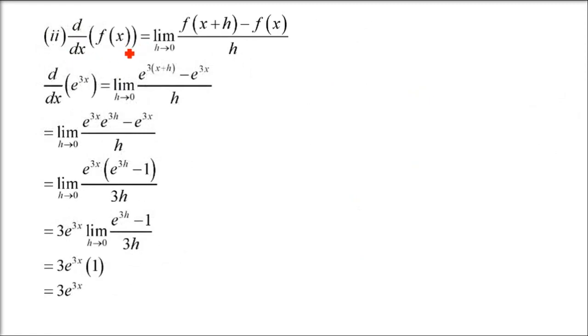Now d by dx of f(x), and f(x) is e raised to 3x. All the questions of this part, that is the second part of exercise 30.2, are e raised to power. So e raised to 3x. Just put x as x plus h. So e raised to 3(x plus h) minus e raised to 3x, divided by h, limit h tending to 0.